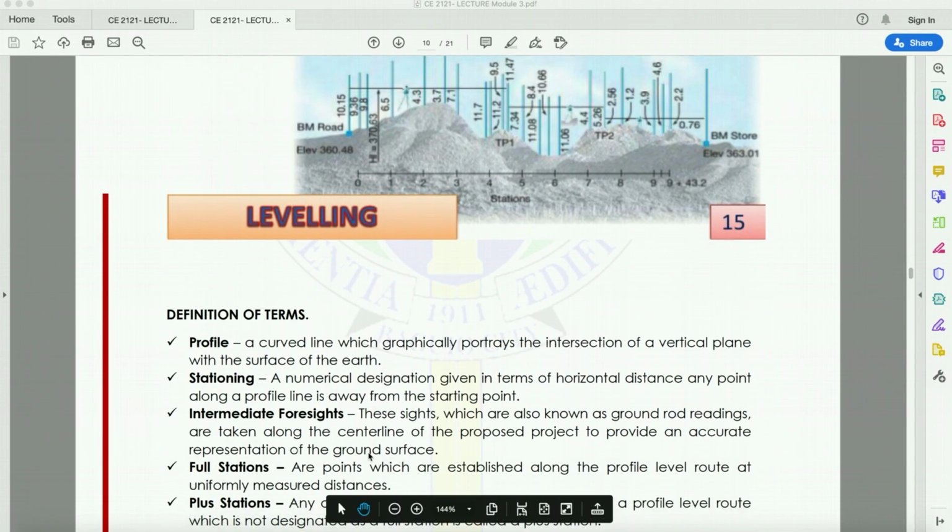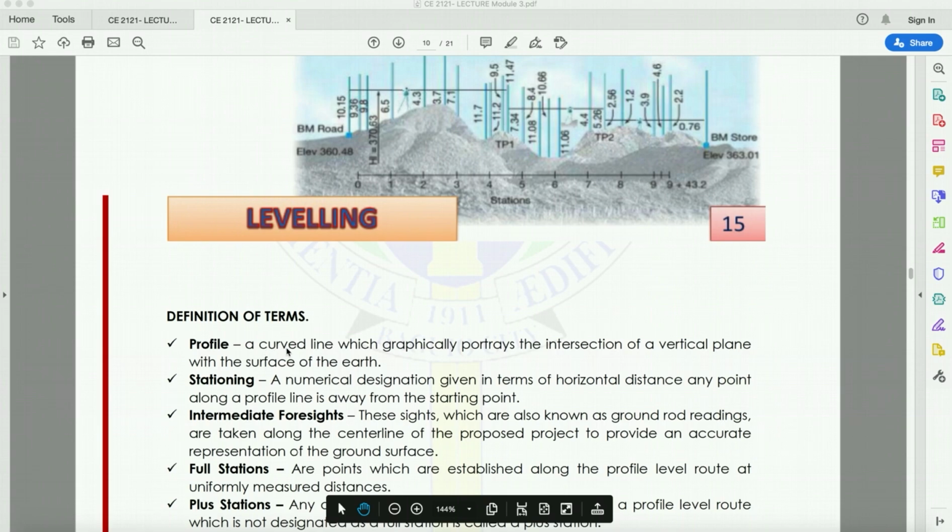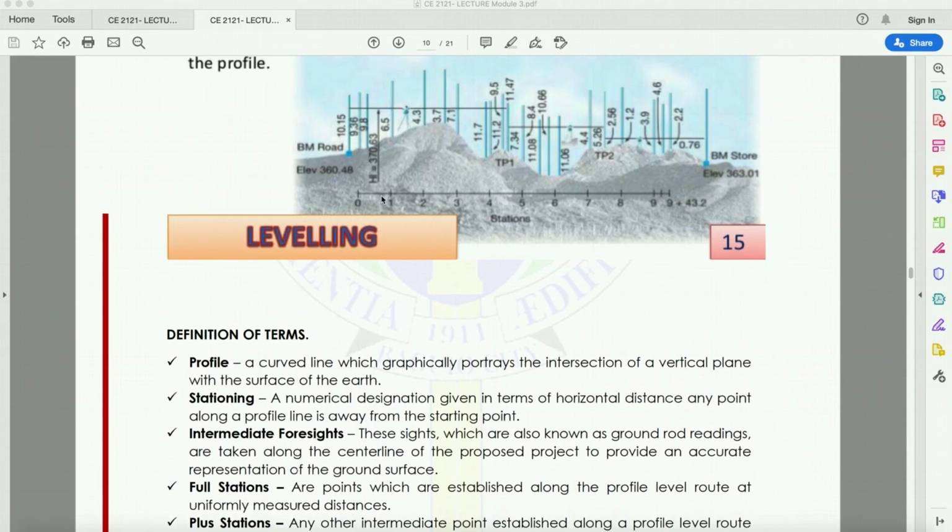So, what are the definitions of terms? Profile: a curved line which graphically portrays the intersection of a vertical plane with the surface of the earth. So, this is the vertical plane and this is the surface of the earth. Stationing: a numerical designation given in terms of horizontal distance of any point along a profile line from the starting point. So these are your stations. This is a station, station, station, station, station, up to here. This is also a station. Okay, station yang mga yan.